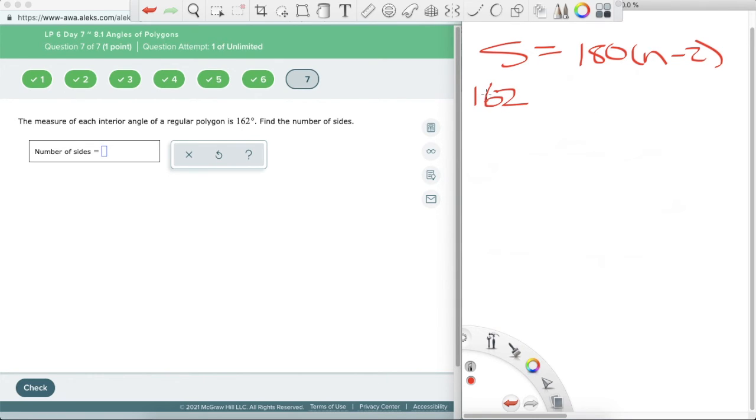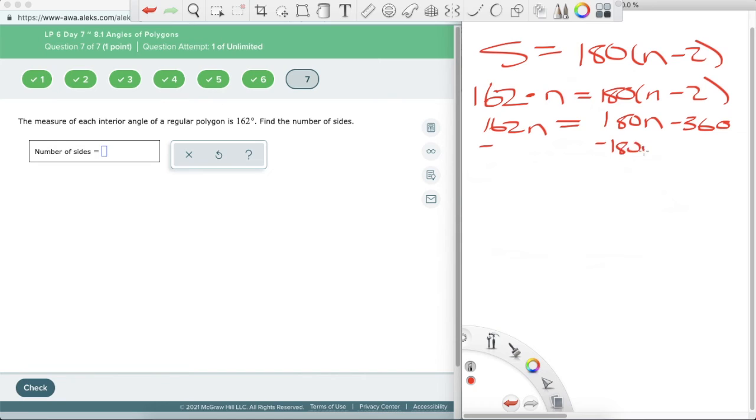It's not just 162, it's 162 times the number of sides, or the number of angles. So that's my S, that's my total. Because remember, S stands for the total, the sum of the interior angles. And then I can rewrite this like this. I still only have N, so I can definitely still solve for this. I'm going to go ahead and distribute this 180 like this, because that makes it a little easier. 162N. So I'm going to go ahead and subtract 180N from both sides, because I'm bringing the N's together.